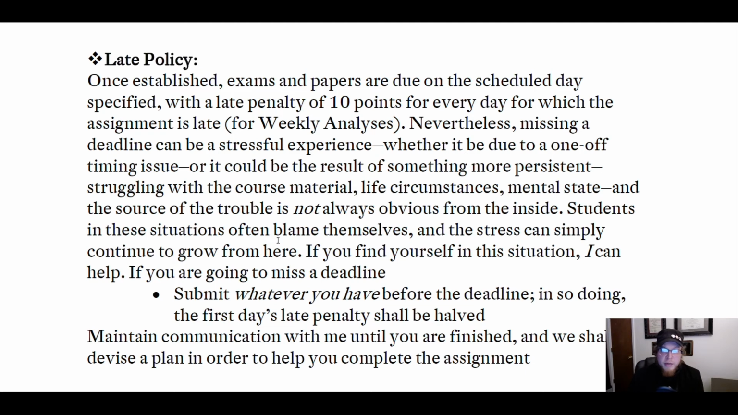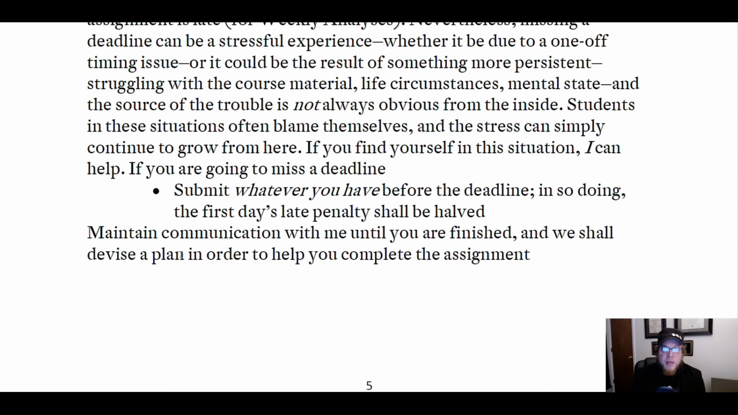So if you're going to miss a deadline, first, submit whatever you have before the deadline. In so doing, I'll have that first day's late penalty, so it's just a minus 5. But from there, what I want you to do is maintain communication with me until you're finished, and we'll come up with a plan to complete the assignment.